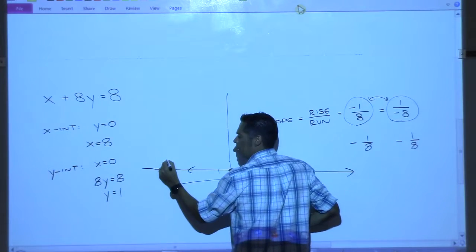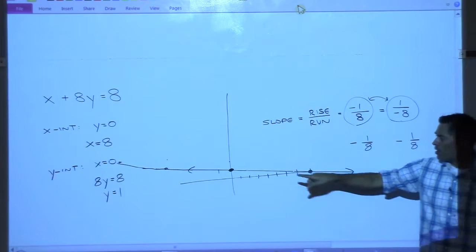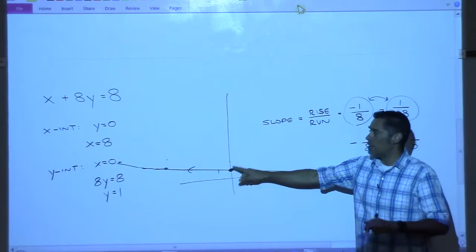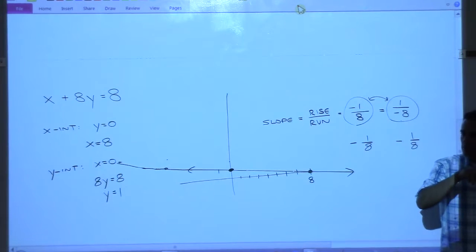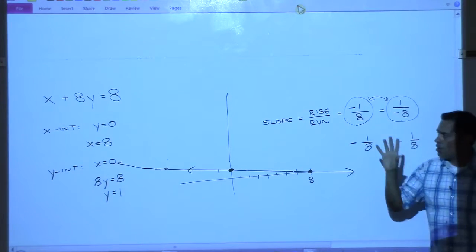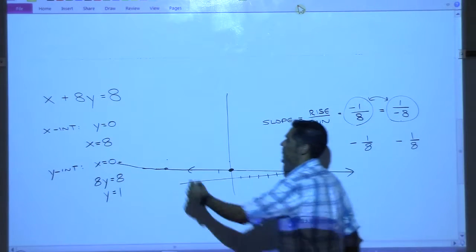Or I could rise 1 again, go over 8, and I would land on another point on that line. So no matter where I am, if I start anywhere on the line and then use that number, I will be able to generate more points on the line. Does that make sense? So our goal today is to graph this line, okay?